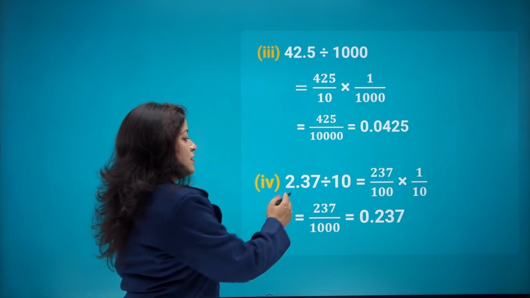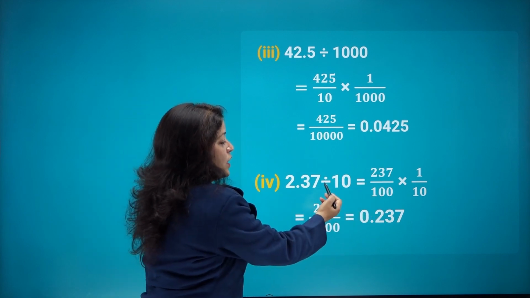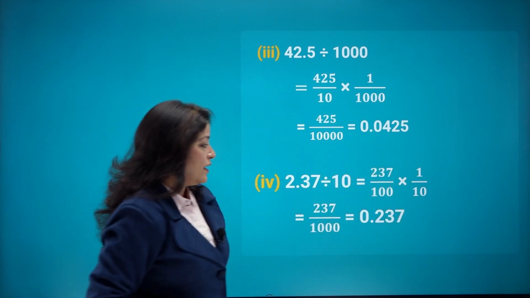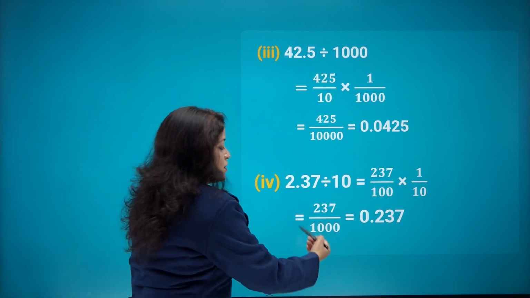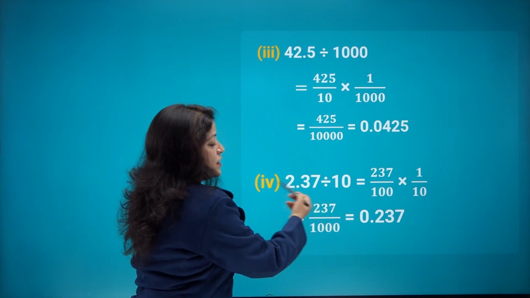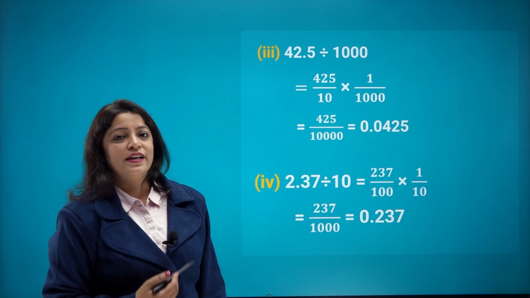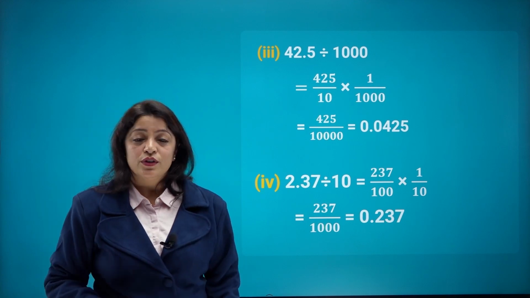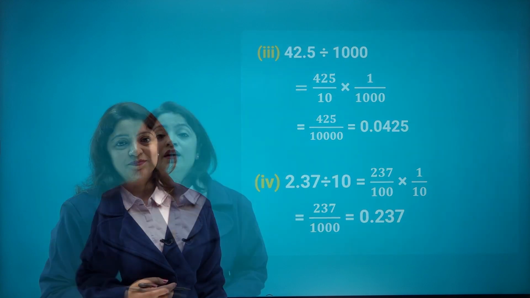Now, with one more example, 2.37 divided by 10. Remove the decimal, make it a fraction by putting 2 zeros in the denominator, that is 237 by 100. Now, the reciprocal of 10 becomes 1 over 10, so we get 237 by 1000. So, 3 places the decimal will shift to the left side and it becomes 0.237.